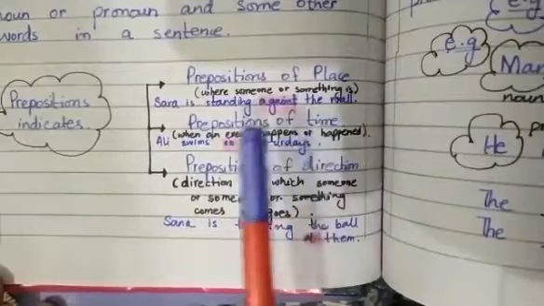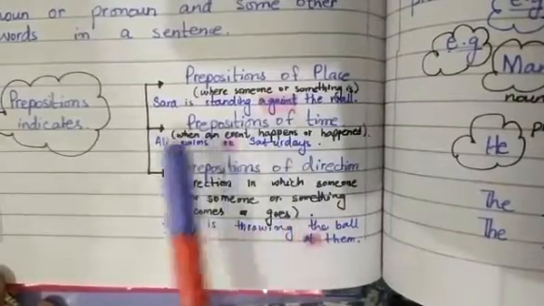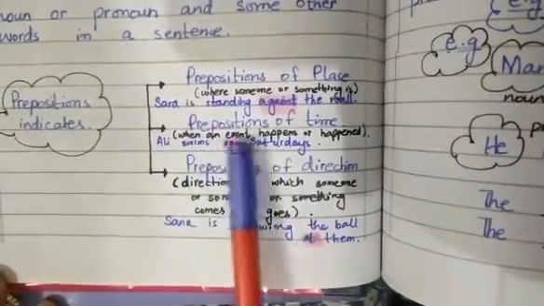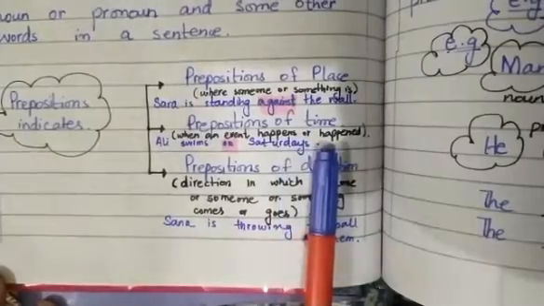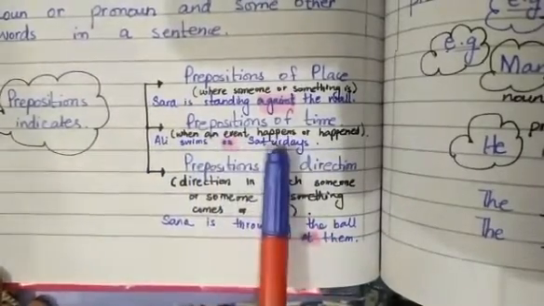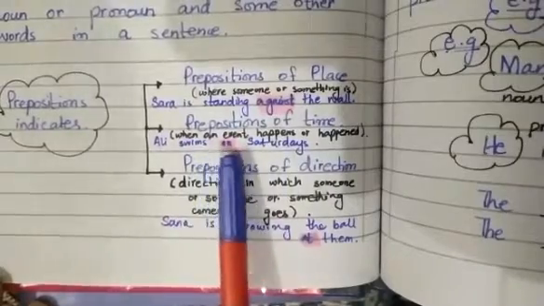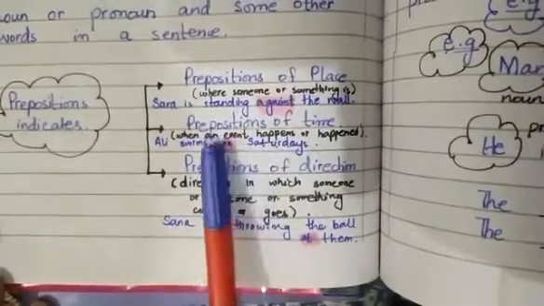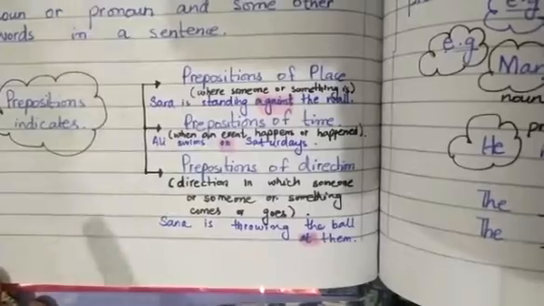Preposition of time. Preposition of time indicates when an event happens or happened. For example, Ali swims on Saturdays. When does Ali swim? On Saturdays. So, on is the preposition of time.